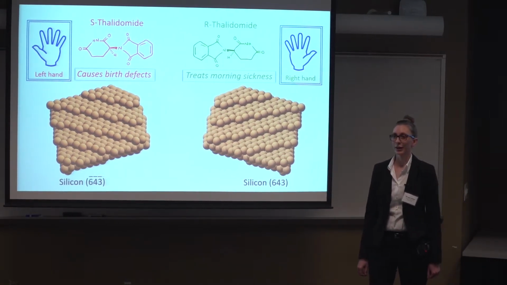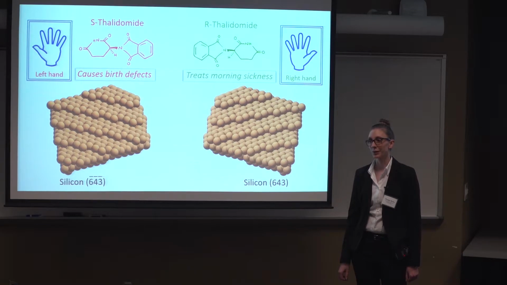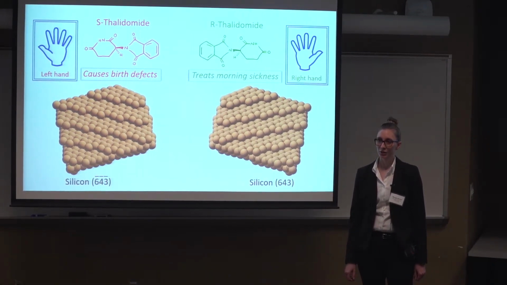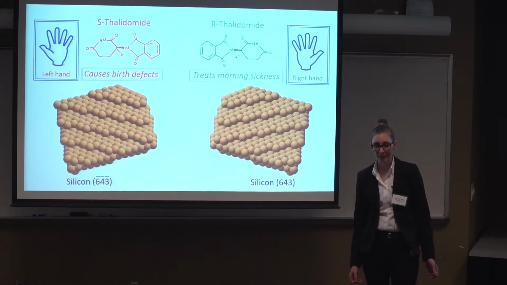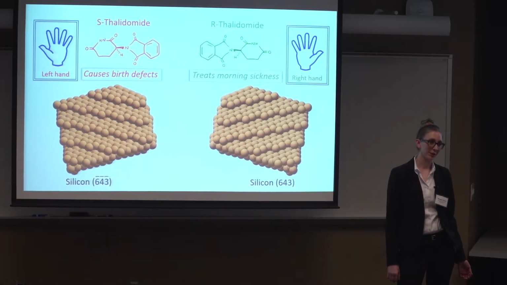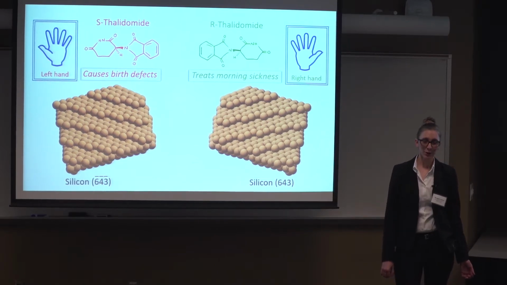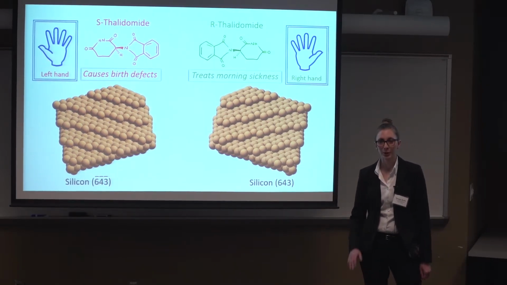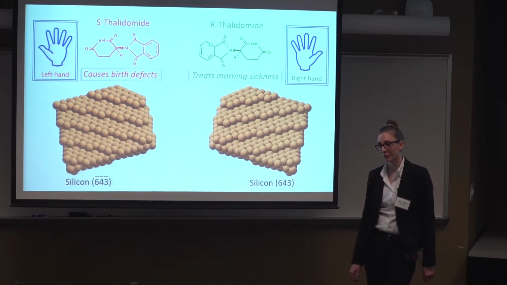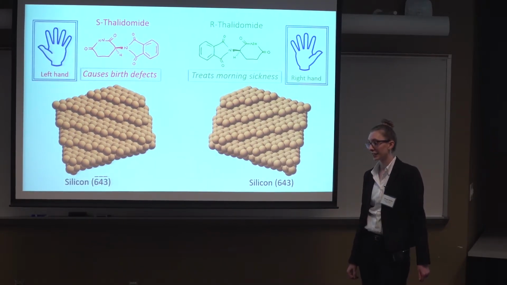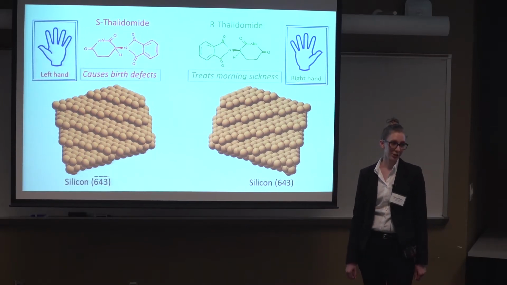Current techniques are expensive and time-consuming, so that many medicines are actually left in their mixed form. My project focuses on sensing either hand and separating each hand from the other using a 2D chiral silicon surface. Normally, silicon is not chiral, but when we slice it along certain crystallographic planes like this 643 plane, we're left with the atoms arranged in a non-superimposable mirror image kind of way on just the surface.